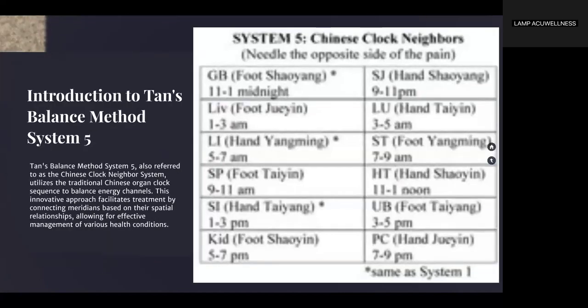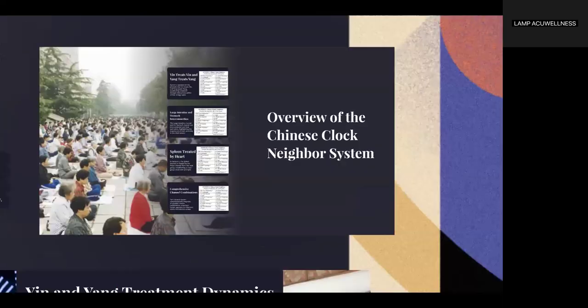Tan's balance method, System 5, also referred to as a Chinese clock neighbor system, utilizes the traditional Chinese organ clock sequence to balance energy channels. This innovative approach facilitates treatment by connecting meridians based on their spatial relationships, allowing for effective management of various health conditions.